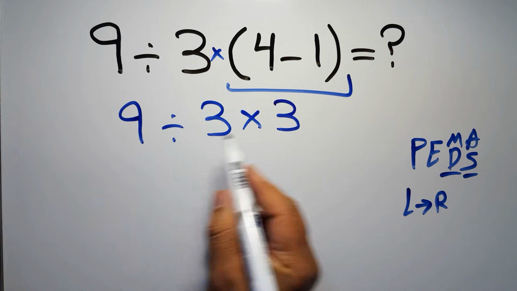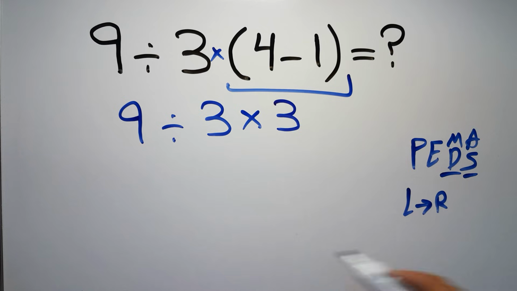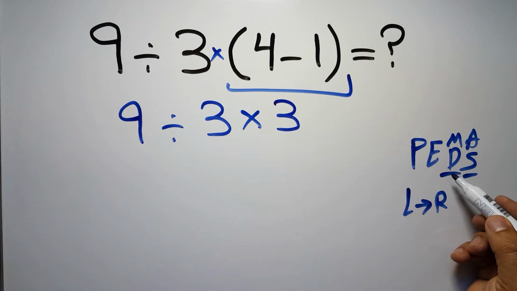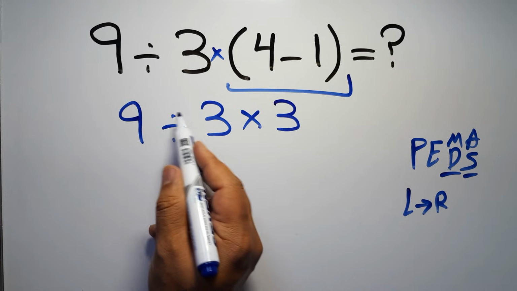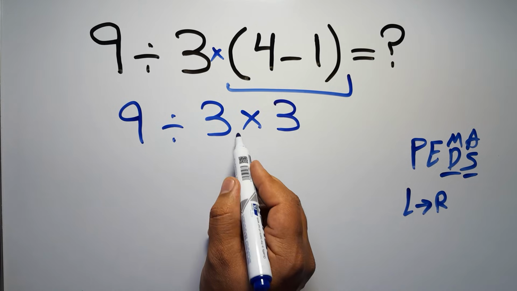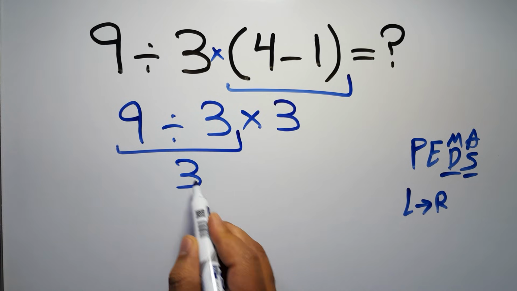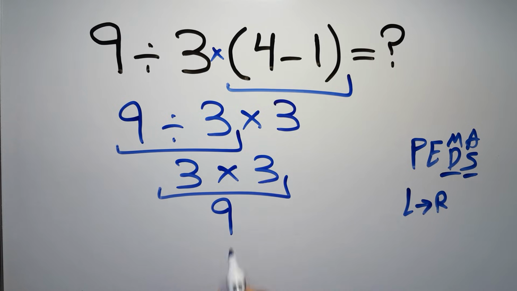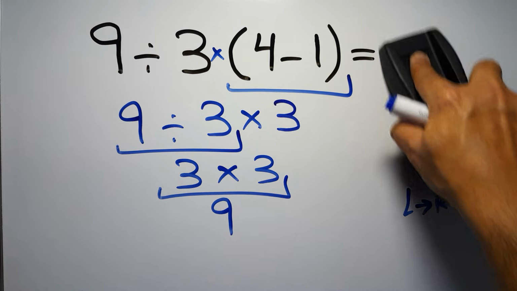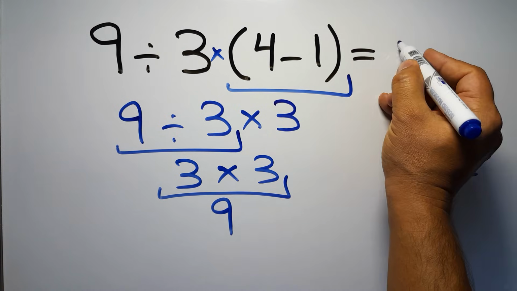Now we have one division and one multiplication. As I said, multiplication and division have equal priority and we have to work from left to right. So here first we have to do this division. 9 divided by 3 is just 3. And 3 times 3 gives us 9. And this is our final answer to this problem. The correct answer is 9.